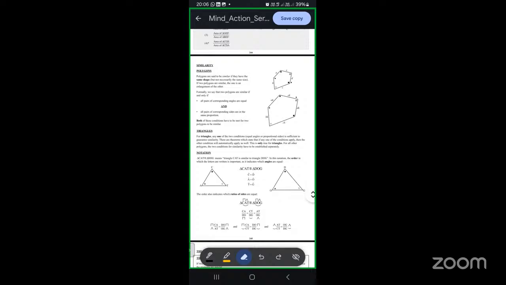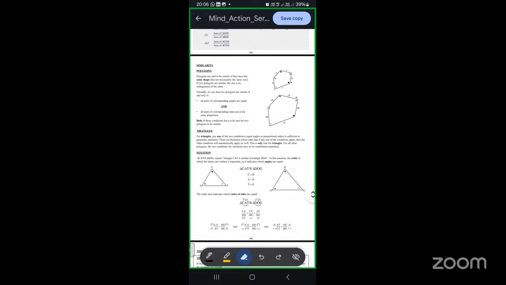Yes, sir. Okay, thank you guys. Now they are saying both of these conditions have to be met for two polygons to be similar. The first condition is saying all pairs of corresponding angles need to be equal, and all pairs of corresponding sides are in the same proportion. With the sides, those sides are not equal, but they are in the same proportion. One side is the scalar multiple of the other side.